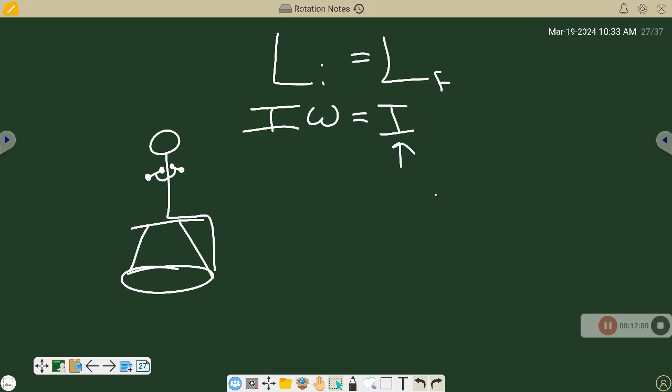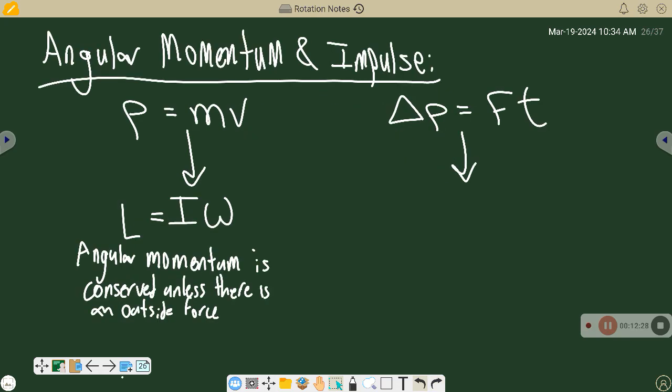So in order for their initial angular momentum to be equal to their final angular momentum, the angular velocity is going to have to decrease. As the rotational inertia increases, velocity decreases. Therefore, when the student is spinning and pushes those masses out, they slow down because angular momentum is being conserved.